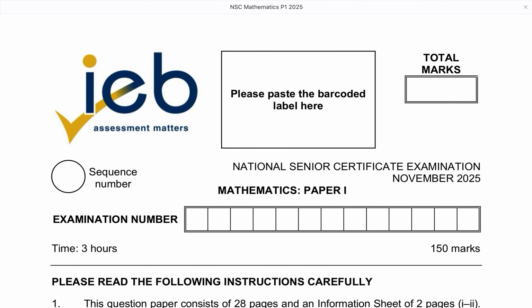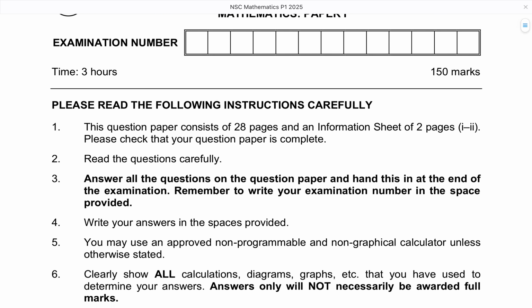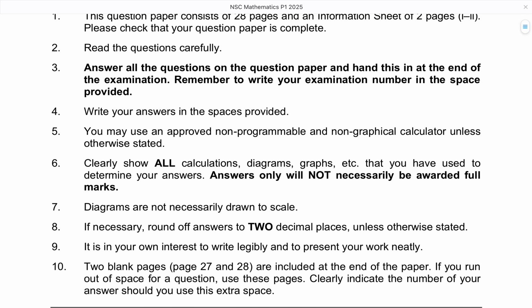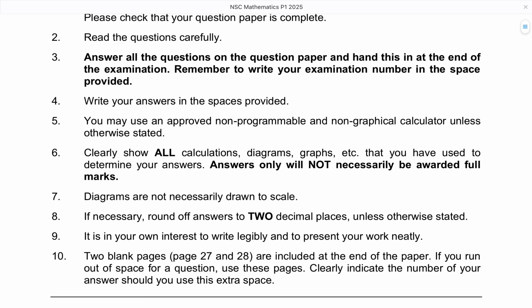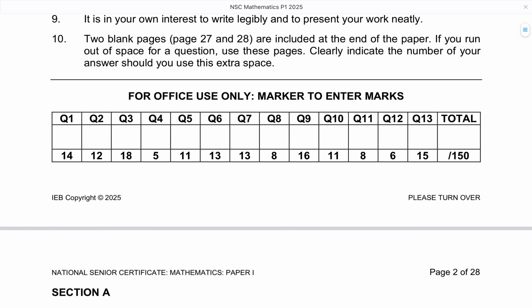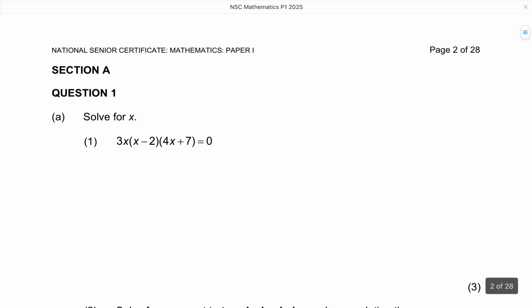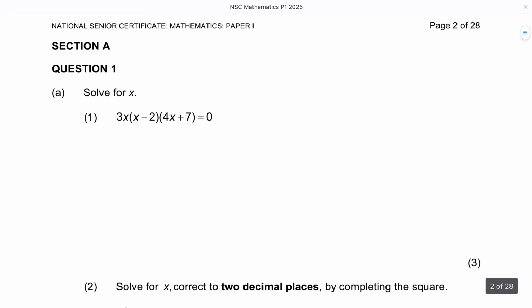In today's video we are going to take a look at question 1 of this question paper. So before you start the question paper, always just make sure what the rounding instructions is. So this one says round off to 2 decimal places unless otherwise stated. And then obviously we got to show all of our calculations for full marks.